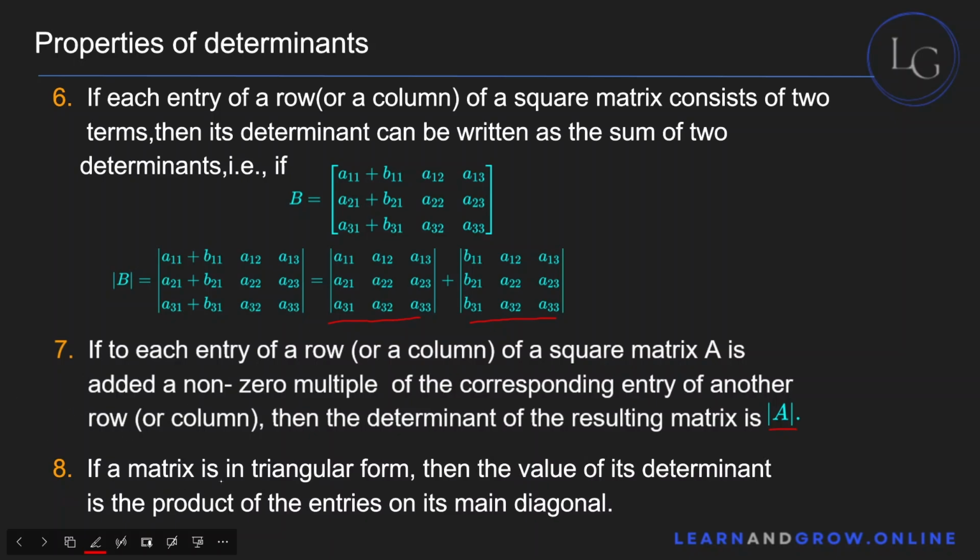And if a matrix is in triangular form, then the value of its determinant is the product of its entries on its main diagonal. So if you have a triangular matrix, then basically the determinant is equal to what you get if you multiply the entries on its main diagonal. So you don't really have to compute the entire procedure of the determinant. Just multiply the values of the main diagonal and you'll get the determinant of the matrix.